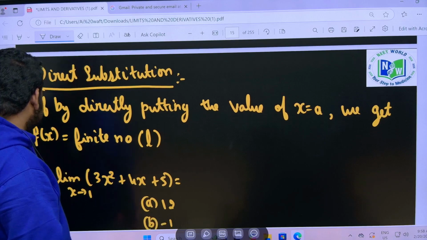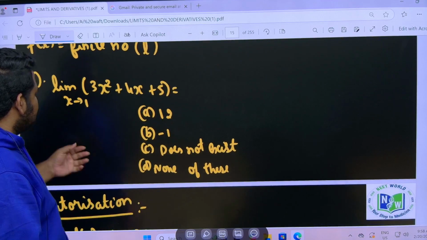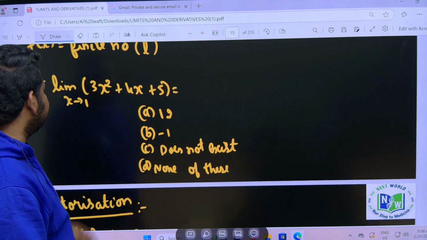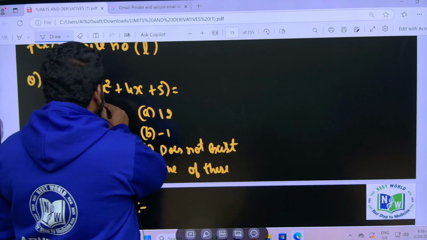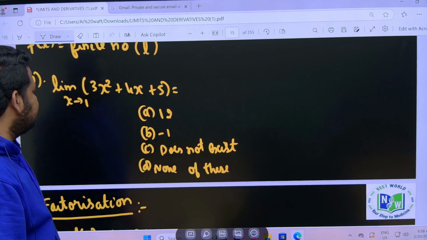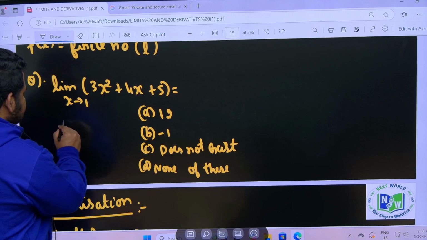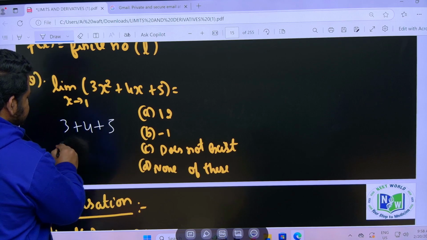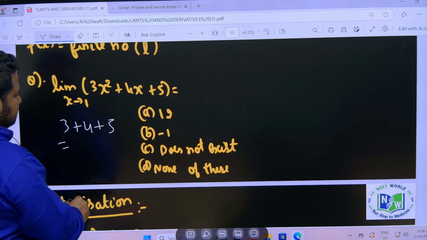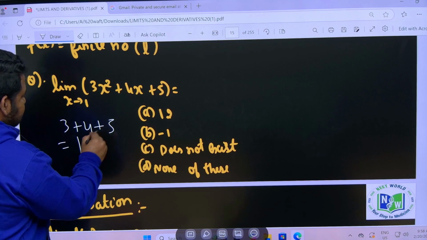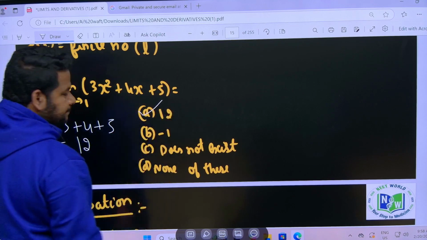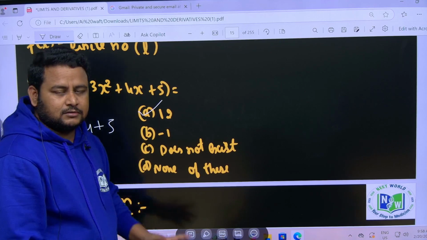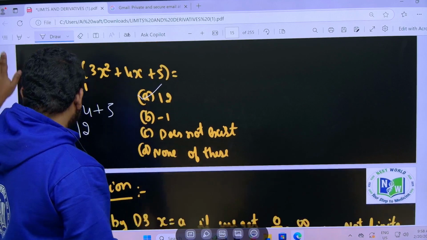Based on that, we will see one question. Although this is very simple, still we will solve it. Just put the value. Limit of 3x square plus 4x plus 5. If I put the value, what will we get? We will get 3 plus 4 plus 5, which is 7 plus 5. This will be 12. So the answer is A. Directly we are substituting the value. Wherever x is there, we have to put 1. Got it, friends?